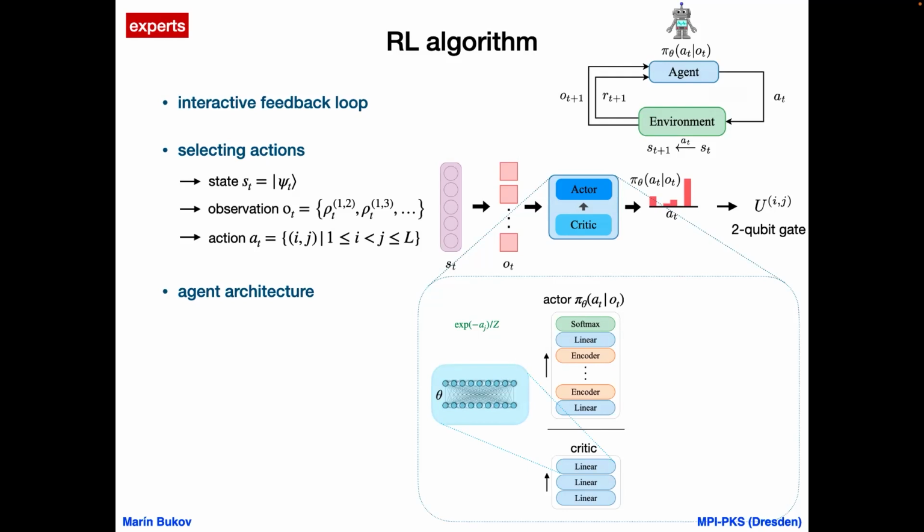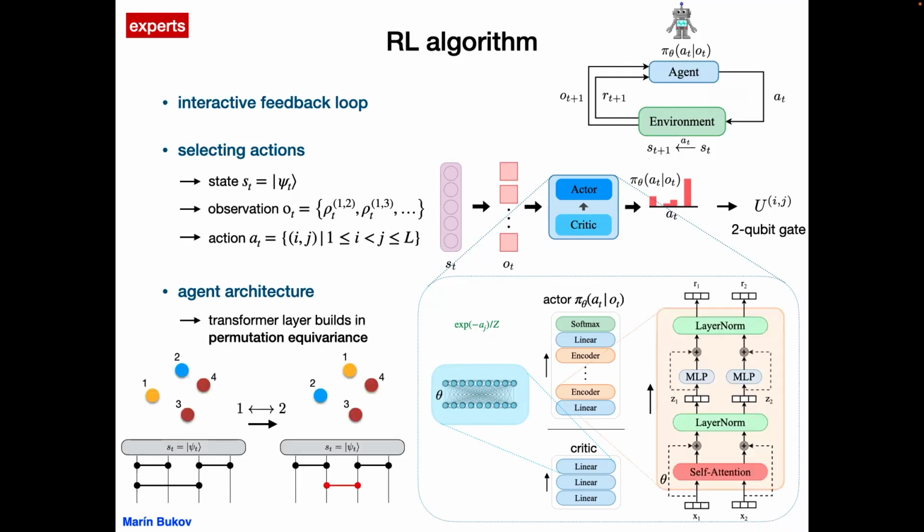But the actor has, besides linear layers, also these orange layers, and I want to spend a little bit more time on them. The orange layers are called transformer layers, and they're there to solve the following physically motivated problem. Let's say that I have 4 qubits as shown here, and let's say that my agent has determined that this circuit is going to disentangle the state of these 4 qubits.